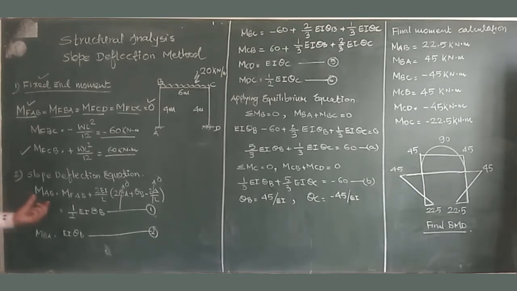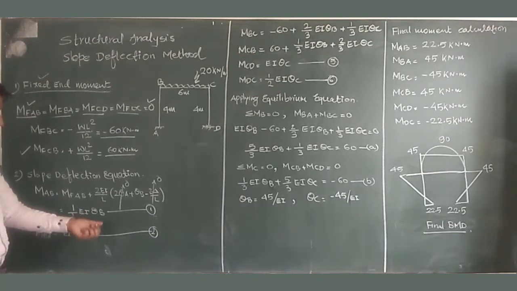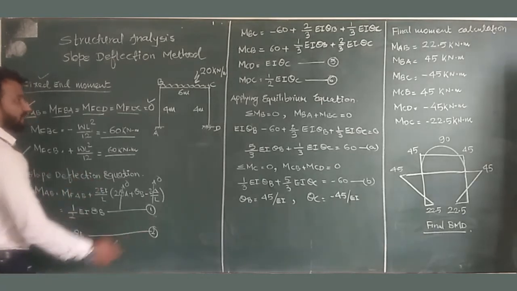Similarly, the slope deflection equation for BA will be equal to fixed end moment BA plus 2EI by L into 2 theta B plus theta A minus 3 delta by L. So 2 theta B into 2 by 4 gives EI theta B. The rest of the values will be 0. So this is equation number 2.